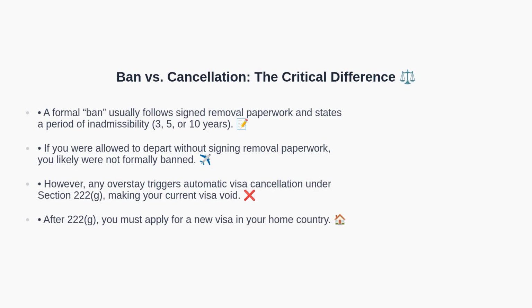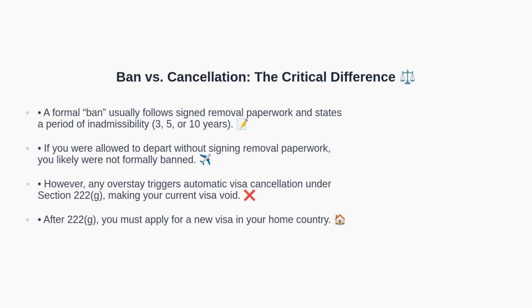Let us distinguish the two outcomes. A formal ban, often tied to removal or deportation proceedings, typically includes signed paperwork acknowledging the removal, and a defined inadmissibility period, such as 3, 5, or 10 years. Conversely, if officers allowed you to leave voluntarily without having you sign removal documents, you were likely not formally banned. However, this does not mean there are no consequences.